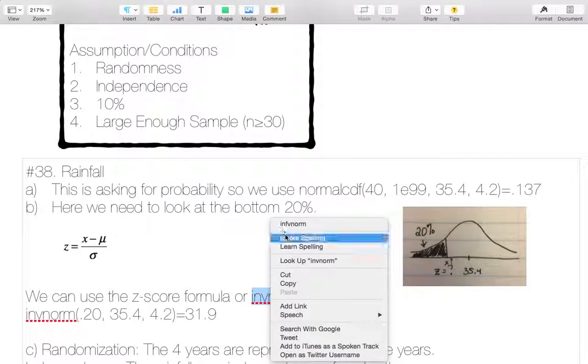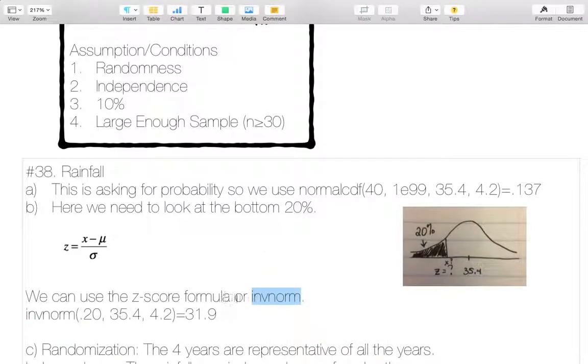These red lines are just bothering me. So we can use inverse norm to do this, and here's how we're going to do it. Make sure that you pay attention and look at this, and I'll type it in. The numbers that you put into inverse norm, we've done this before, but just to refresh your memory: the percentile goes here, and then your mean would follow with the standard deviation next. And that's what we've typed into inverse norm.